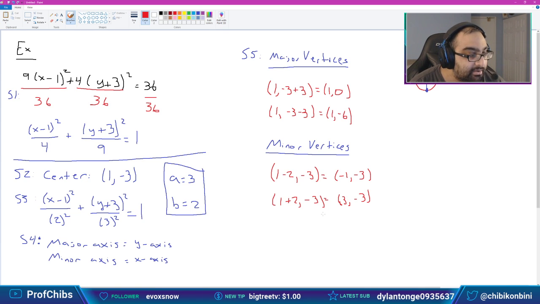So we get negative 1, comma negative 3, and 3, comma negative 3, and those are going to be our minor vertices. Now let's go ahead and put the graph together, and we'll also find the foci associated with it.